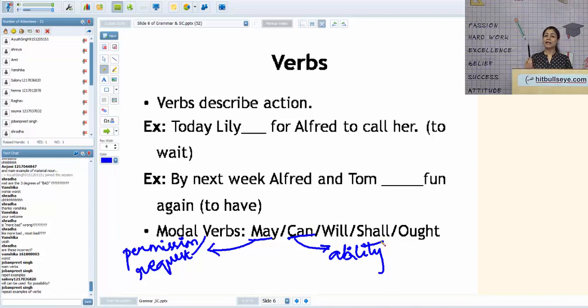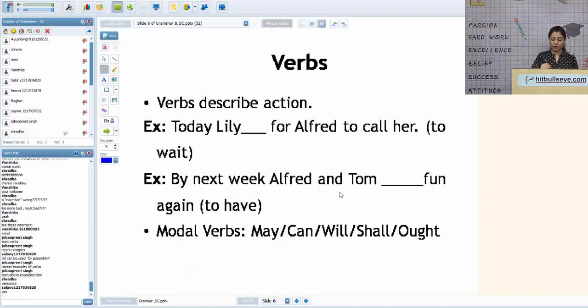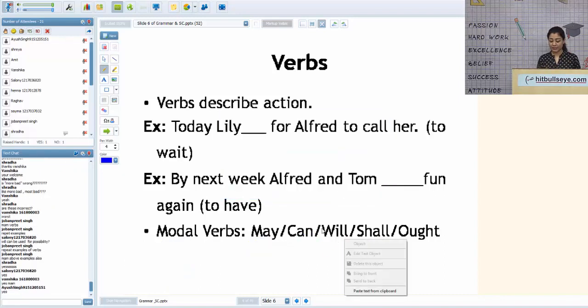I will not say, "Can I borrow this pen?" But if I have to ask someone, "Do you have the capability to climb up this ladder?" then I will say, "Can you climb up this ladder?" I hope this is clear to all, the difference between may and can. Cool. Let's move on to the next example, will and shall.